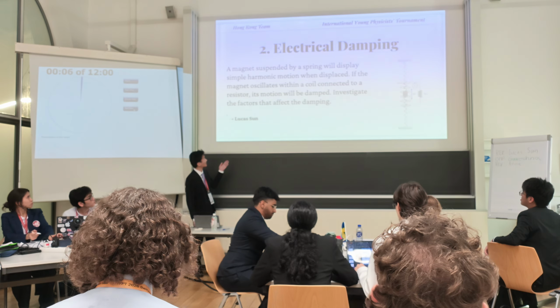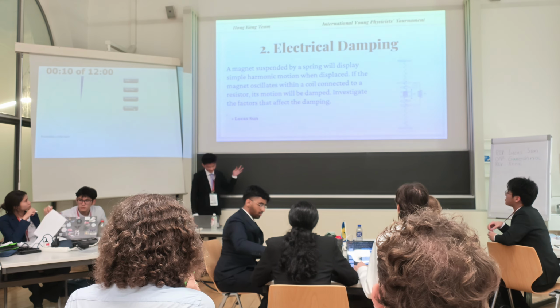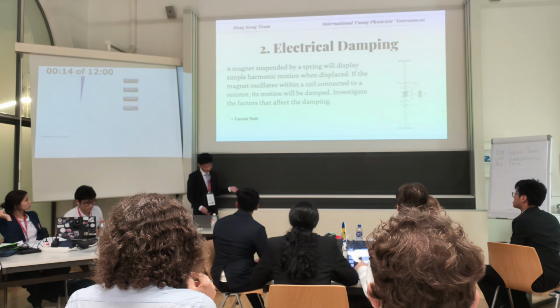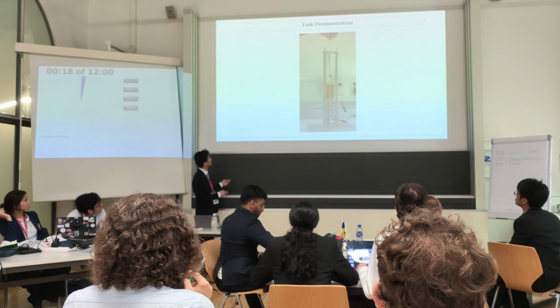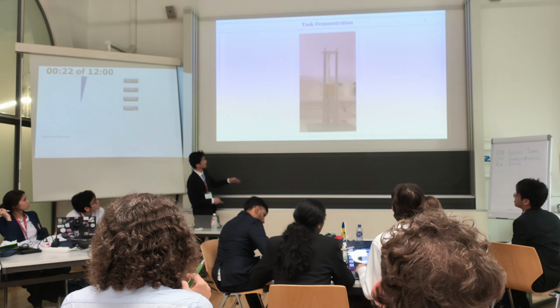The task is a magnet suspended by a spring, which displays simple harmonic motion when it is in place. If it operates within a coil connected to a resistor, then its motion will be damped. So our task is to investigate the factors that affect the damping. Here's a quick task demonstration.